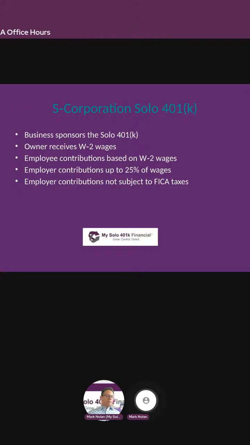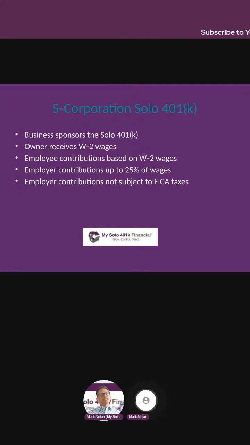So if you solely pay yourself $24,500 of W-2 wages, then you're not going to be able to contribute any more than that. So in order to contribute up to the overall limit, which is $72,000 for tax year 2026, you're going to have to pay yourself more than $24,500 in W-2 wages from that S corporation.